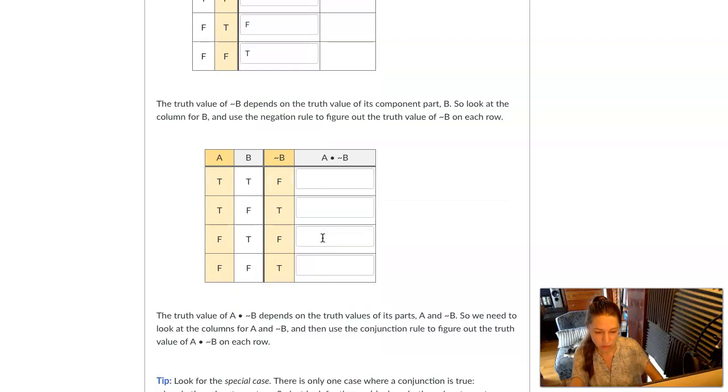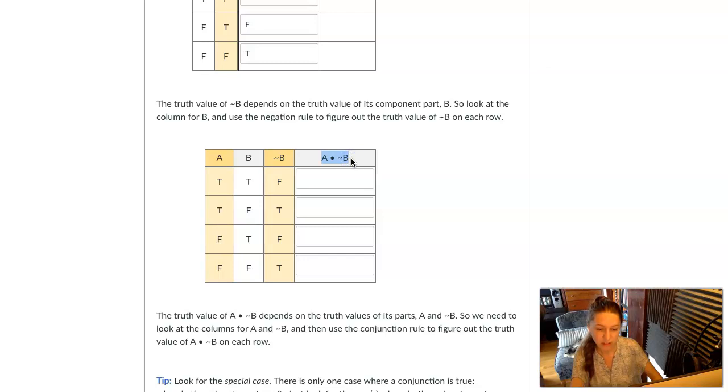Now, we need to figure out the column for A and not B. The truth value of this statement depends on its parts, A and not B. So we need to look at the column A and the column not B in order to fill this in.